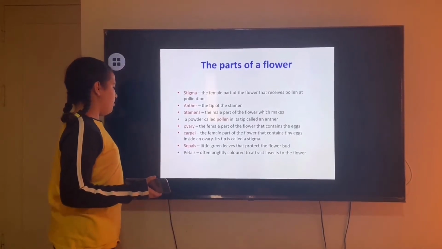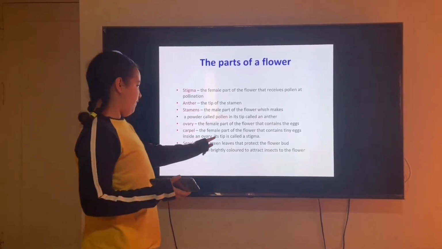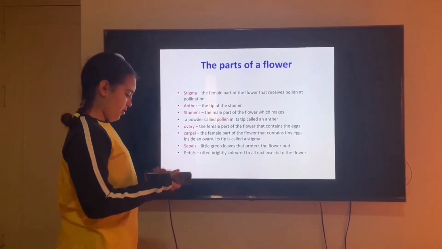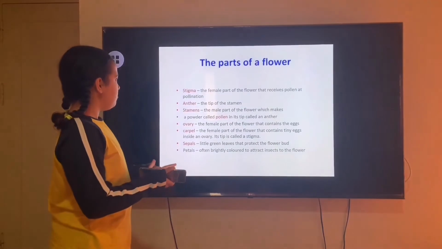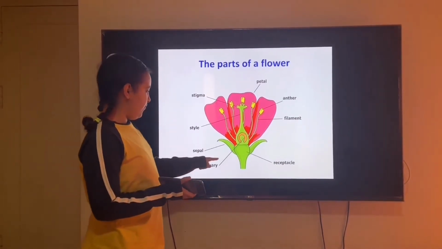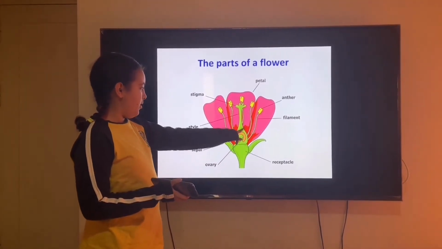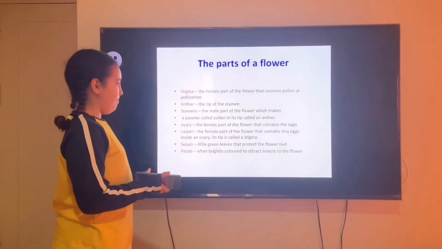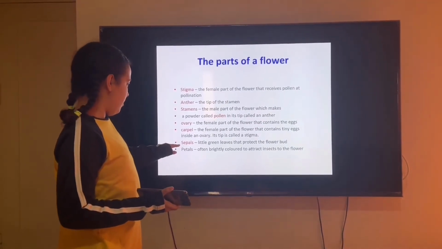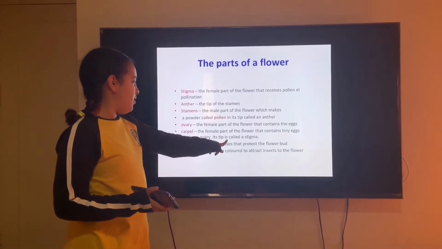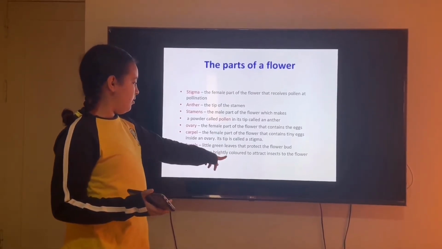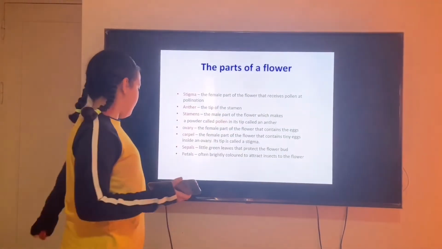Okay, the seed grows there, and the carpel is the female part of the flower that contains tiny eggs. Here's the carpel. The carpel has to be here, like this. The eggs are inside the ovary. Its tip is called a stigma. Okay, the sepals are little green leaves that protect the flower's bud.